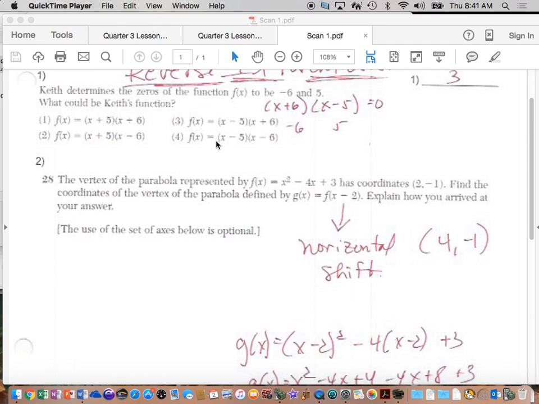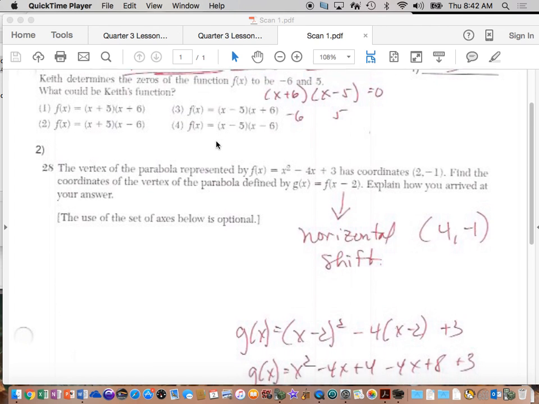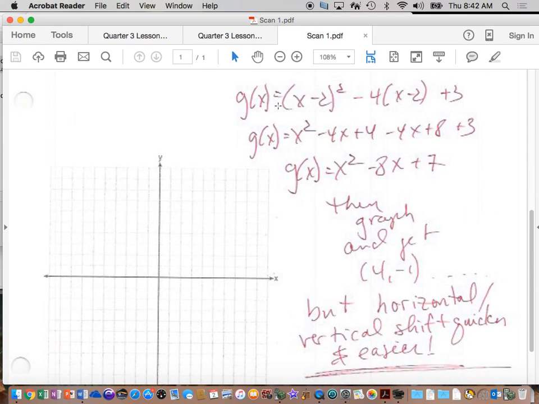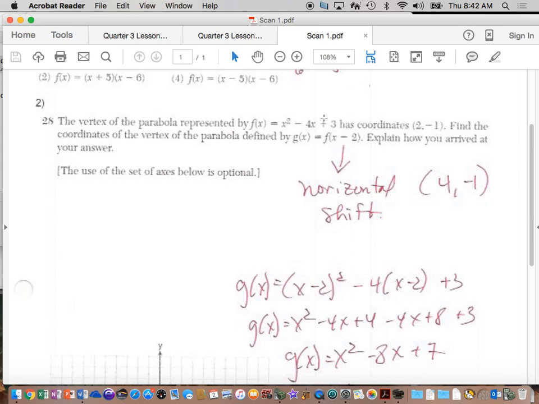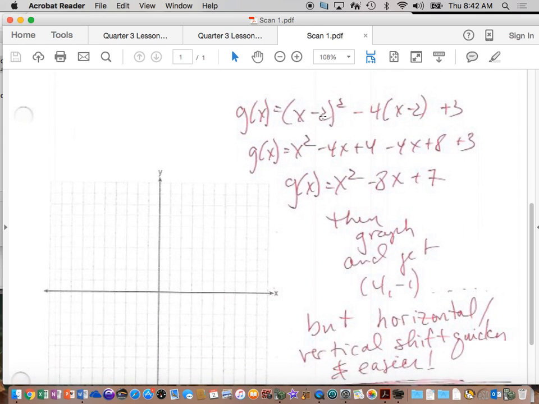Now let's go to number 2. And I can recall, I believe, that this was on the first ever Regents exam for Common Core. And I remember reading the question and going, what the heck? And my instinct was to start to do this. It says here g of x is f of x minus 2. So I put in an x minus 2 in every one of those places. And I did x minus 2 squared, minus 4 times x minus 2. And then I started doing a whole bunch of algebra and came out with this.